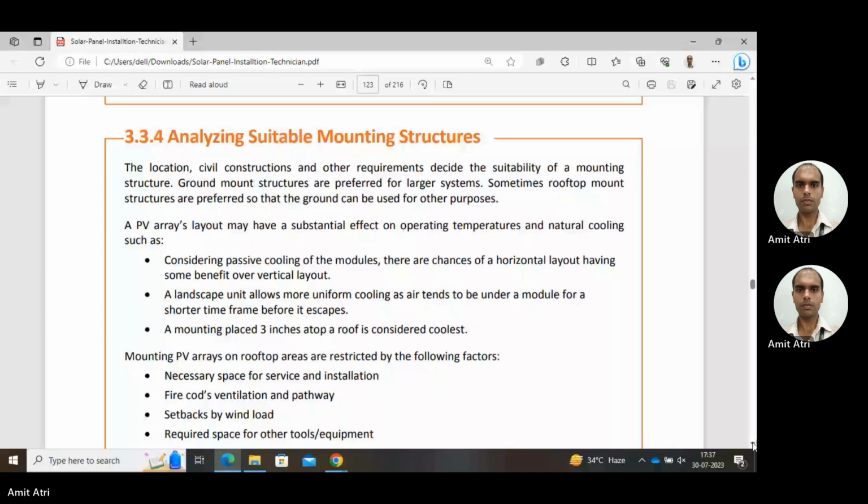There are chances of a horizontal layout having some benefit over a vertical layout. A landscape unit allows more uniform cooling as air tends to stay under a module for a shorter time before it escapes. Next, a mounting placed 3 inches atop a roof is considered coolest. That means we have to provide at least 3 inches of space between the roof and the PV array for natural air cooling. Mounting PV arrays on rooftop areas is restricted by the following factors.